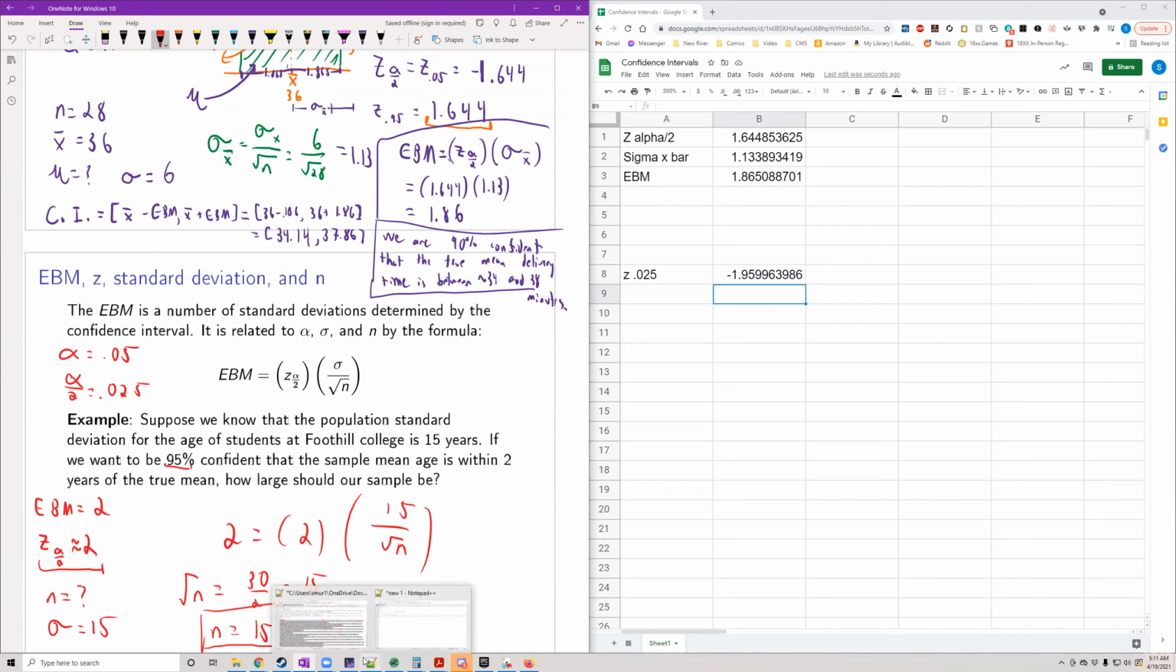Simply put, if we would like to be 95% confident that whatever sample we take is within 2 years of the true mean, we should be sure to sample at least 225 students. Using this equation, we could move from any one of these to anything else. Typically, it's the error bound, the alpha, and the sample size that we're working with.